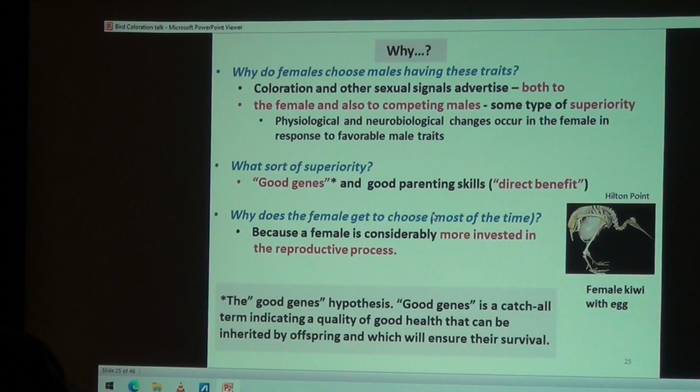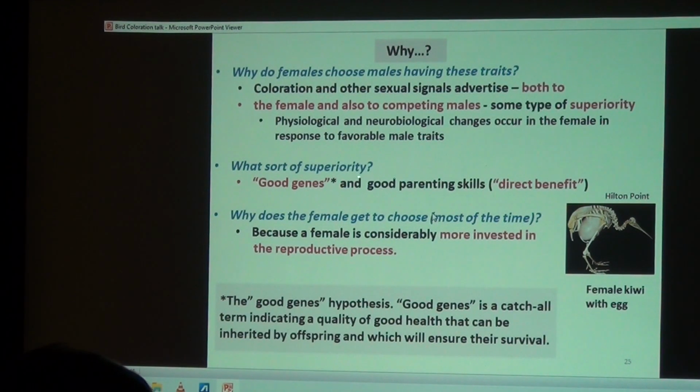So why do females choose males having these traits? This is where we start to differ from Darwin's thinking. Darwin's thinking about choice, a female choosing a male, was mainly based on aesthetics. The female found these signals aesthetically pleasing. And today, except for a few researchers, we don't really believe that. What we believe is that the coloration and these other signals, both to the female and to the competing males, are advertising some type of superiority.